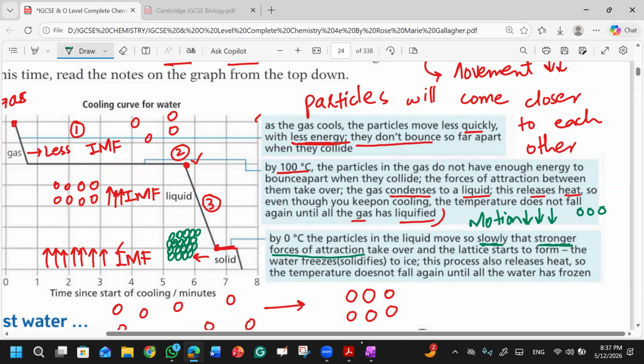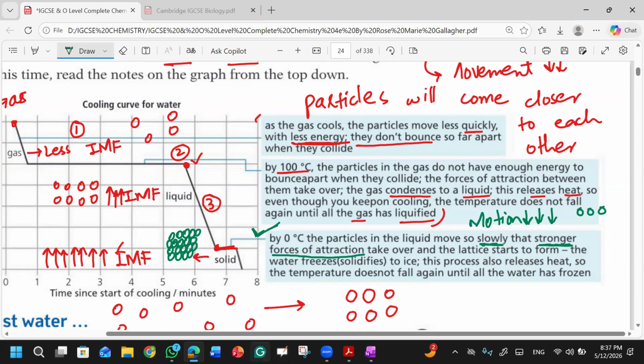So at 0 degrees, what is happening? The water loses heat energy to go from liquid to solid. What is happening at this point with the liquid at 0 degrees Celsius?